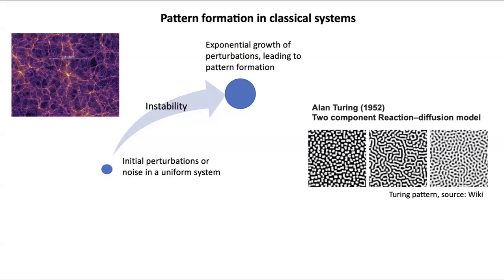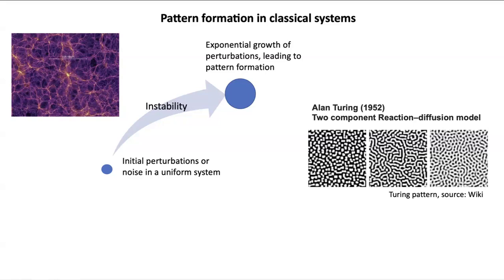But of course, at a certain stage, some other effect will kick in and then stop. And so Alan Turing in 1952 was the first to come up with a mathematical model to explain what we mean by pattern formation.